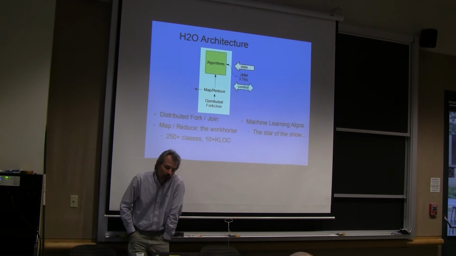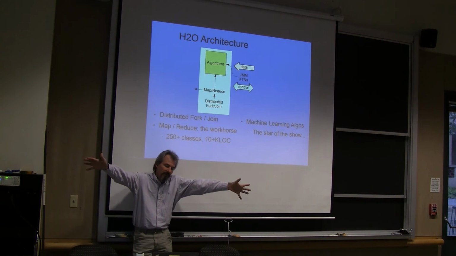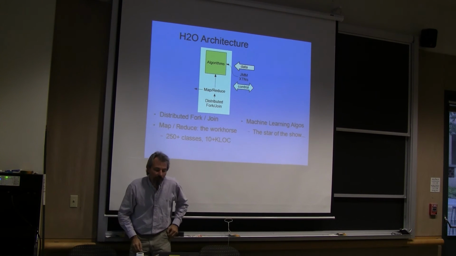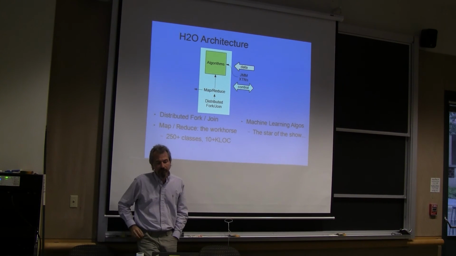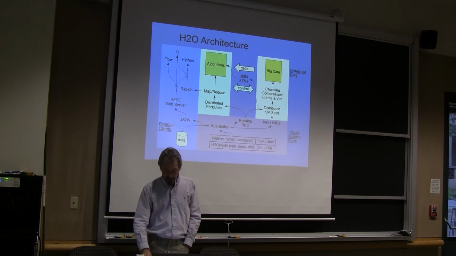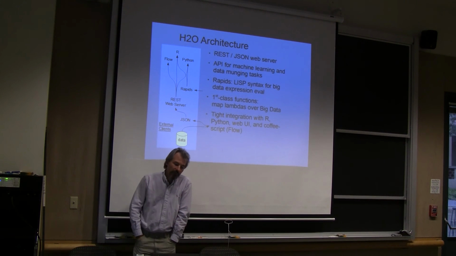I just did a big walkthrough on the MapReduce side of things. This is distributed fork join, which is the whole, spray the work out across the cluster, leave the data in place, do the work in place, and then roll the results back up. MapReduce being the workhorse here, doing all the heavy lifting. And then the last box is the one people will run into.